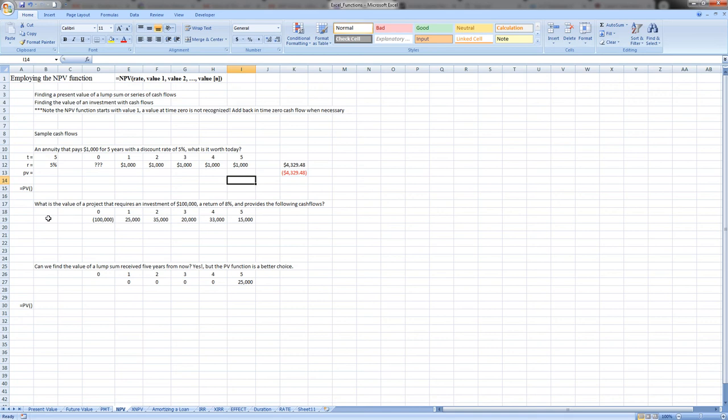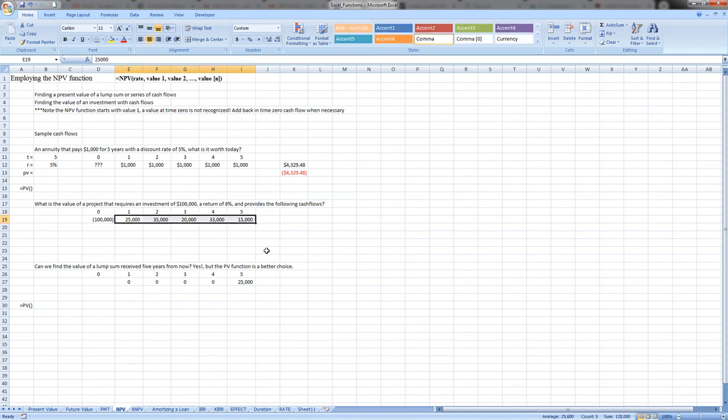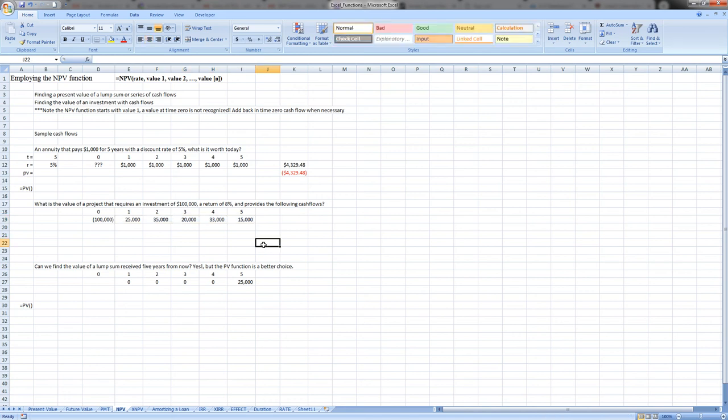The second example: what is the present value of a project that requires an initial investment of $100,000 and a rate of return of 8% and provides the following cash flows? So what we're saying is we make an initial investment at time 0 of $100,000. We have a series of cash flows that are cash inflows at time 1 moving forward. And on the initial $100,000 investment, we require a rate of return of 8%. So what are these cash flows worth today?